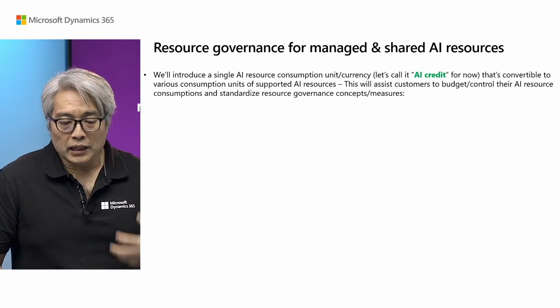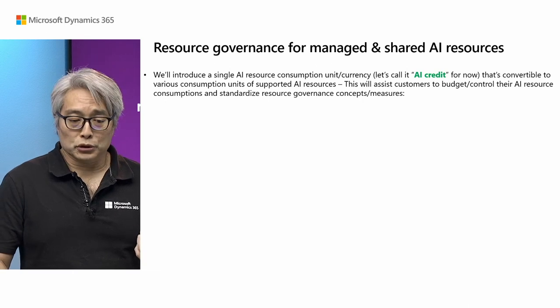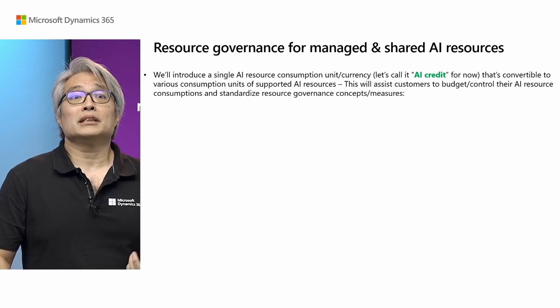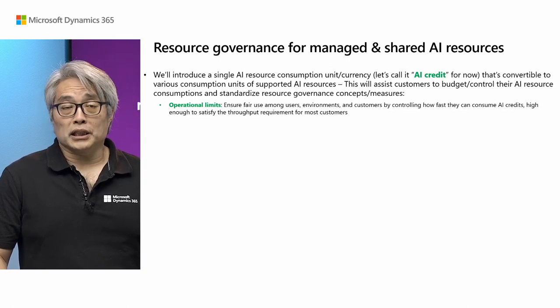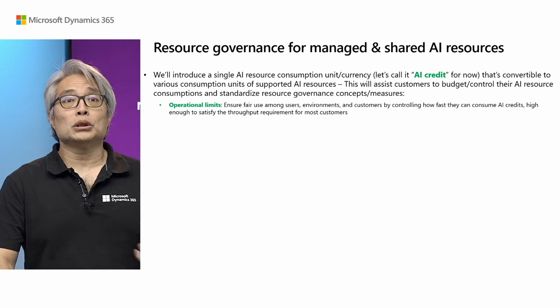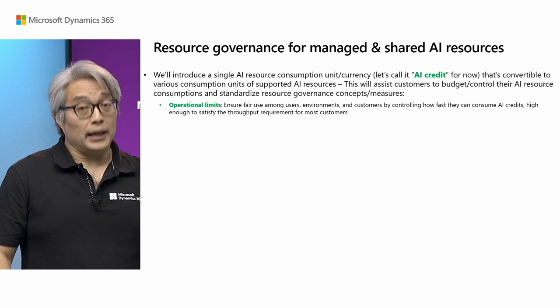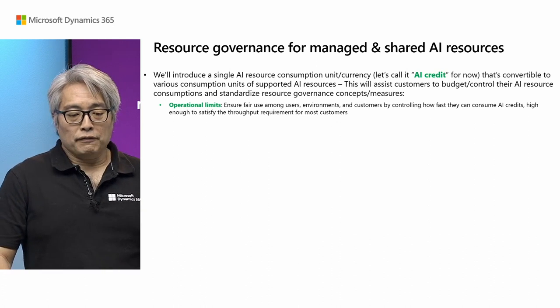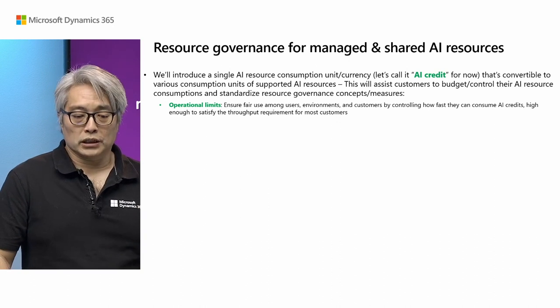AI credit, right? And this will assist a customer to budget and control their AI resource consumption and standardize resource governance concepts and measures, such as operational limits. So we will use operational limits to ensure fair use among users, environments, and customers by controlling how fast they can consume AI credits. So we'll set this limit high enough to satisfy the throughput requirement for most customers.